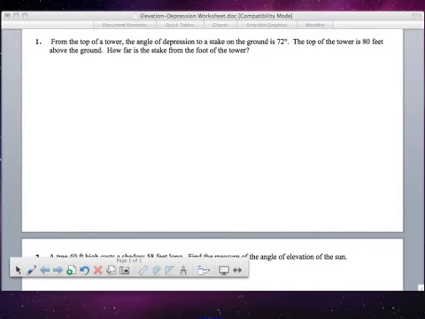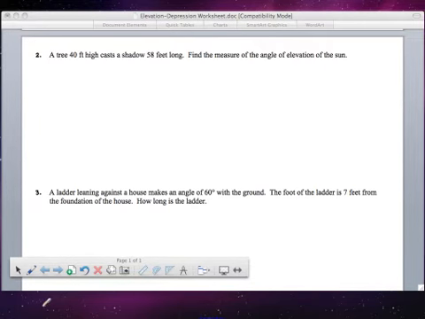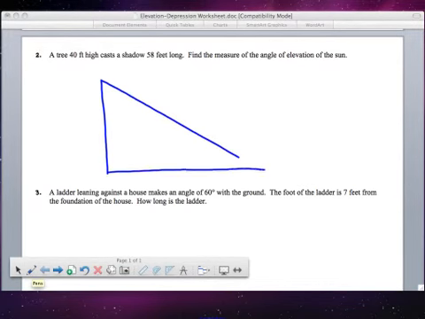It says a tree that is 40 feet high casts a shadow 58 feet long. So here's a tree. There's my tree. And I know that when it casts its shadow out this way, okay, is 58 feet. So this shadow is 58 feet. The height of the tree is 40 feet. There's my right angle.